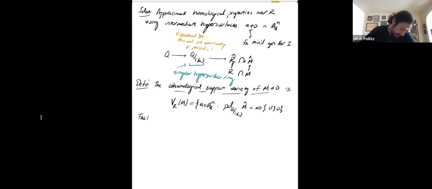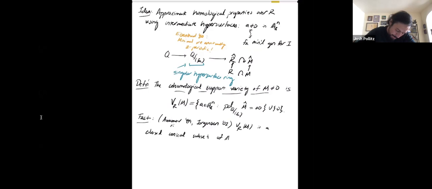A quick fact, I guess due to Avramov when the ring is CI, and then Jorgensen and several others, so Dave Jorgensen, several others more generally, is that this thing is always closed. So V_R of M is a closed conical subset of affine n-space, I guess when M is finitely generated.